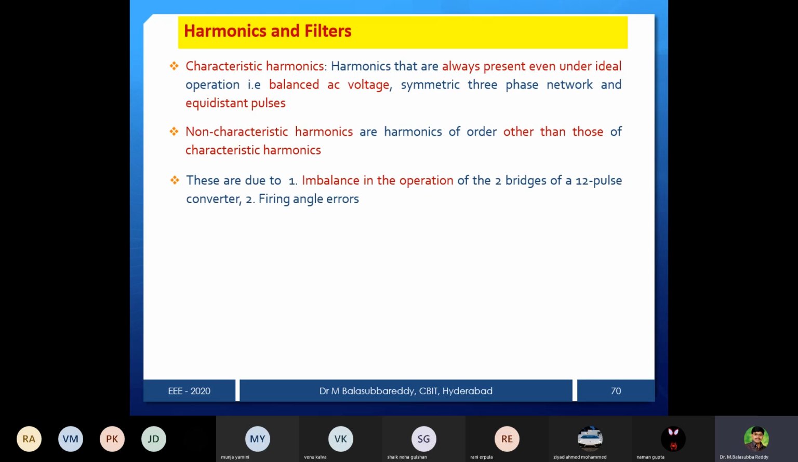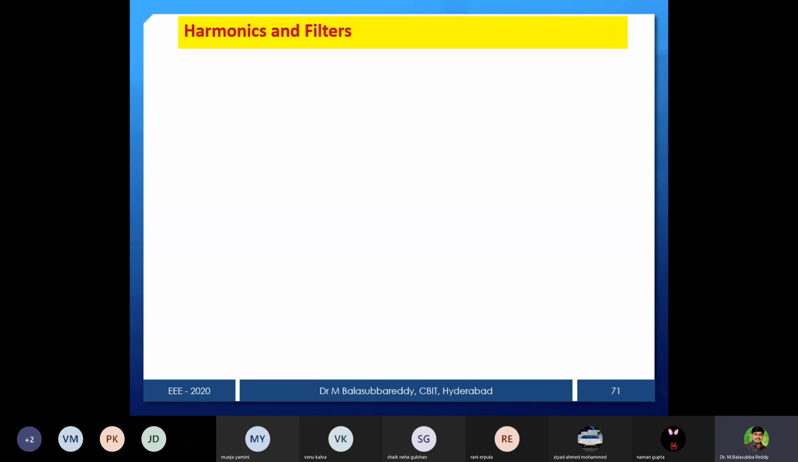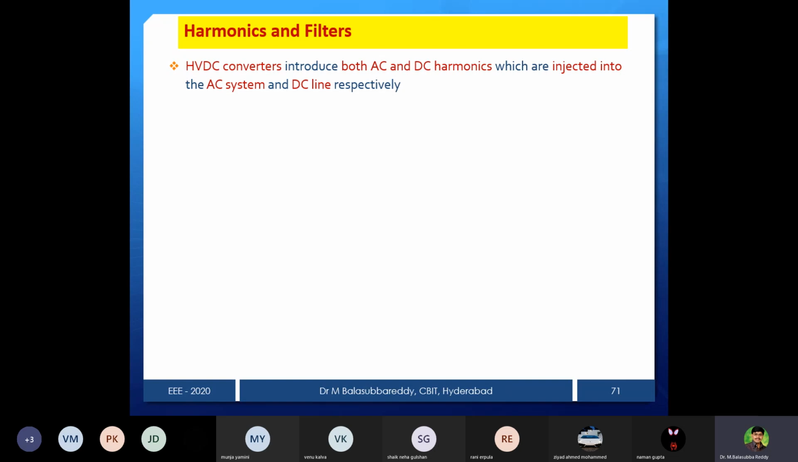These are due to imbalance in the operation of the two bridges of a 12 pulse converter, and firing angle errors. These are the reasons. One is imbalanced operation of the 12 pulse converter, where there are two 6 pulse bridges; if any imbalance takes place, it will induce non-characteristic harmonics. Also unbalance and disturbance on the AC side, and unequal resistances or leakage reactance in the transformer feeding the two bridges. Under these conditions we get non-characteristic harmonics.